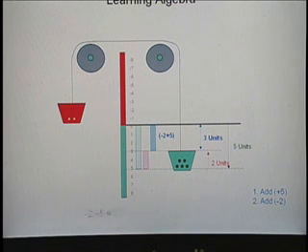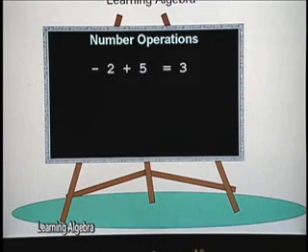See, that's how we saw it. I hope with this example, some concept of balancing has been clear to you. Now, we'll be talking more and more about balancing. We are not done yet, because this whole algebra series is about balancing. So we'll be using examples from balancing again and again. Let's see this number operation, minus 2 plus 5 equals 3.